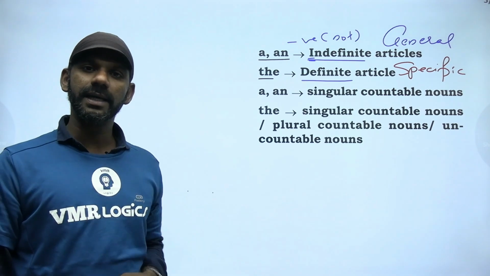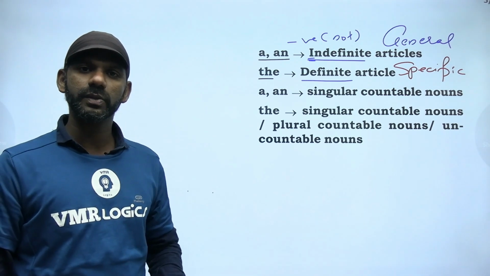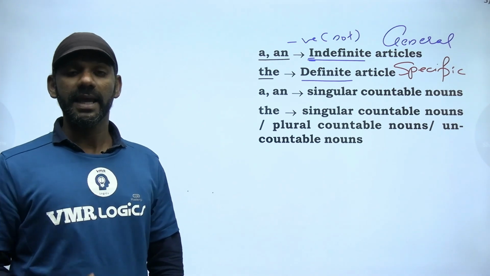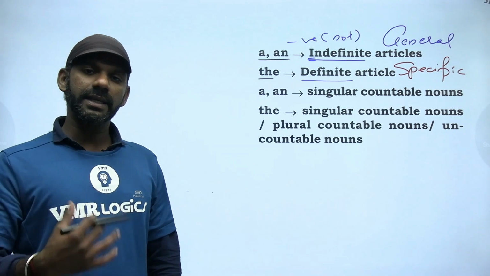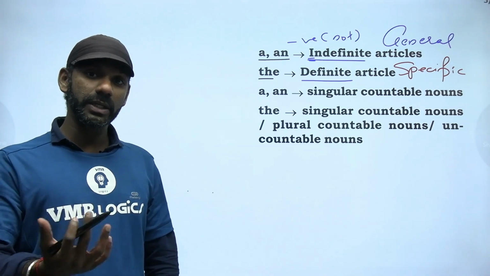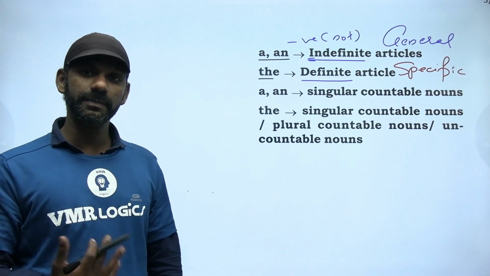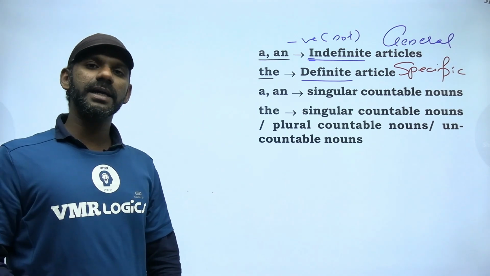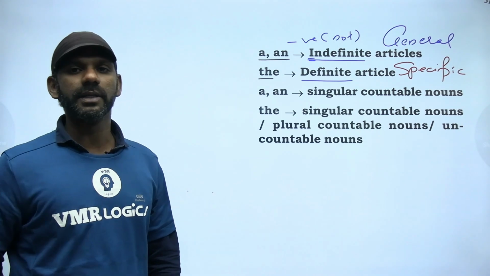Now, can a and an be used with singular countable nouns? Yes: a boy, a girl, an umbrella, an elephant, and all. Can a and an be used with plural countable nouns? No. A boys, a girls, a tables? No. Can a and an be used with uncountable nouns?